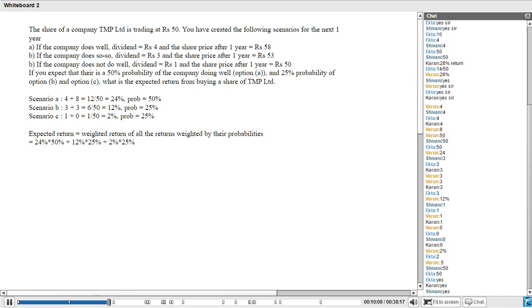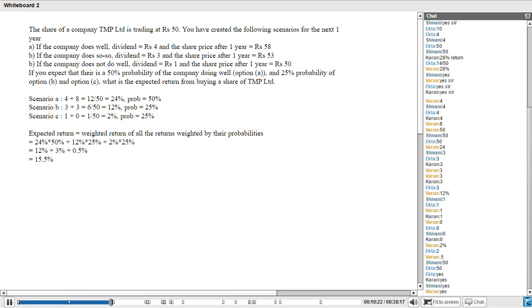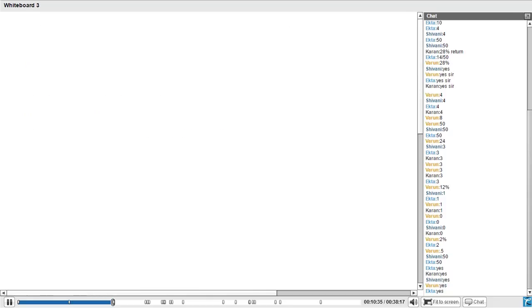Okay, so this is how much? So this works out to be 12% plus 3% plus 0.5%, which is 15.5%. So the expected return from buying a share of company TMP Limited based on these scenarios is 15.5%. Is that clear? Okay, good. Let's do another exercise on expected return before we move to the next topic.